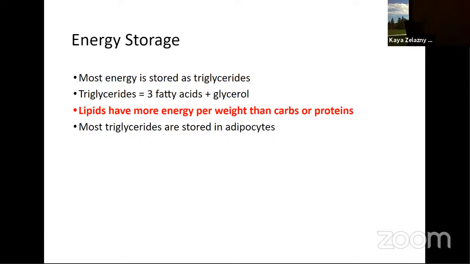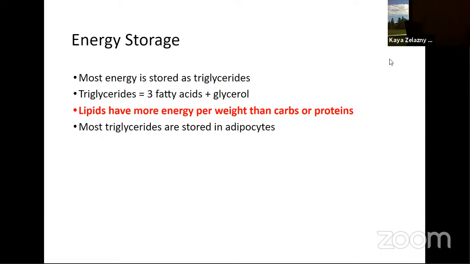The other, one of the other main places that we store energy is in fat. So most energy in your body is going to be stored as triglycerides, right? So for long-term energy, there's only a certain amount of glycogen you can hold. It's not that much, but you can store tons of fat. So we can break down those triglycerides to make energy, and they're actually really efficient. You can store a lot of energy in a triglyceride. They contain more energy per weight than carbs or proteins, so they are our most efficient way to store energy.